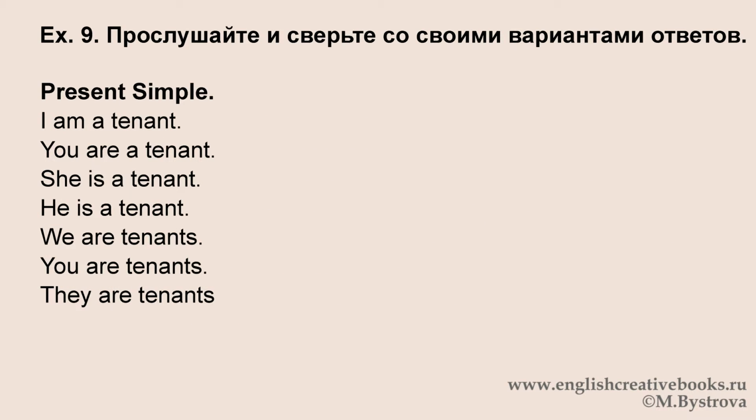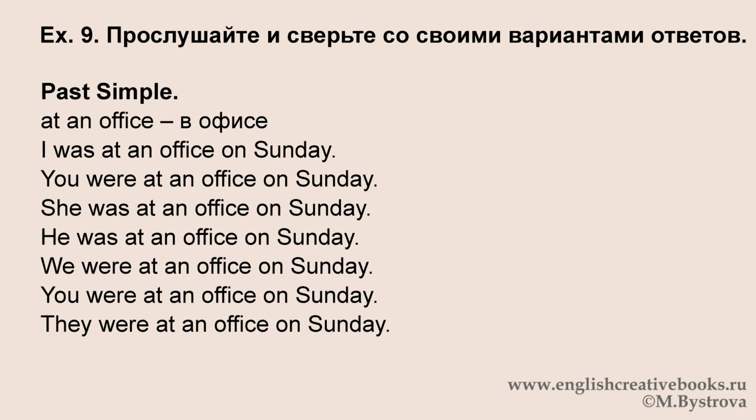Present simple. I am a tenant. You are a tenant. She is a tenant. He is a tenant. We are tenants. You are tenants. They are tenants. Past simple. At an office. В офисе. I was at an office on Sunday. You were at an office on Sunday. She was at an office on Sunday. He was at an office on Sunday. We were at an office on Sunday. You were at an office on Sunday. They were at an office on Sunday.